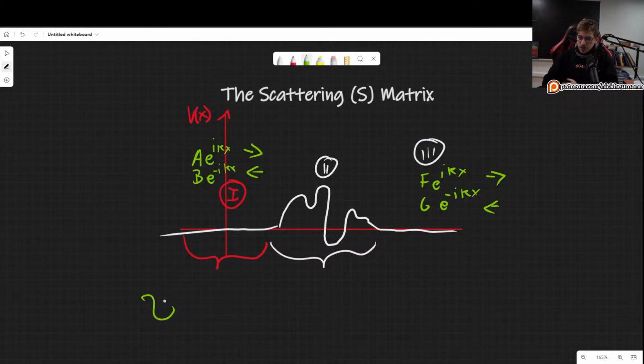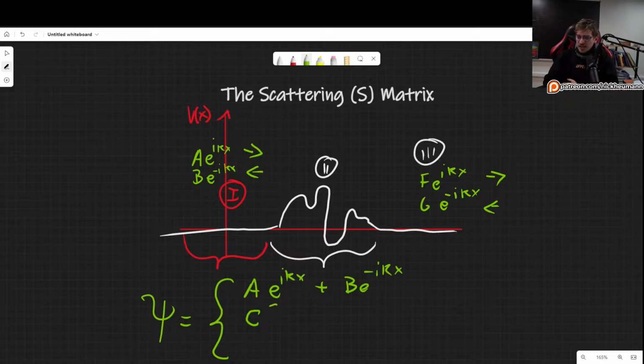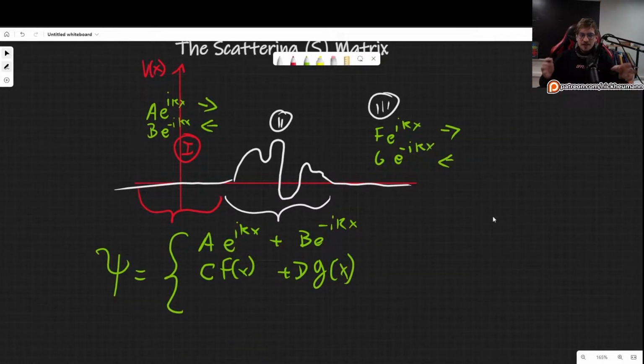And let's put it all together into a wave function, right? So we got A e^(ikx) plus B e^(-ikx) for region 1. And then in region 2, we don't really know, but we have C times some function of x plus D times some other function of x. Let's call it g of x, right? This is in very, very broad terms. This is for any potential. So this could be anything. And then we have the outgoing part, F e^(ikx) plus G e^(-ikx).